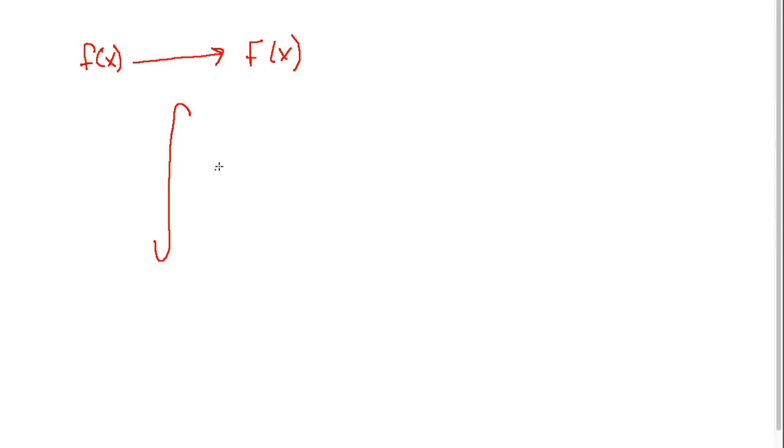So let's say you want to find the antiderivative of f of x. You put this integral sign, you put f of x. This is known as our integrand. And let me put in this one as well. This is our integral sign.